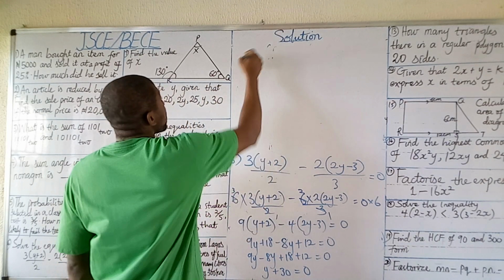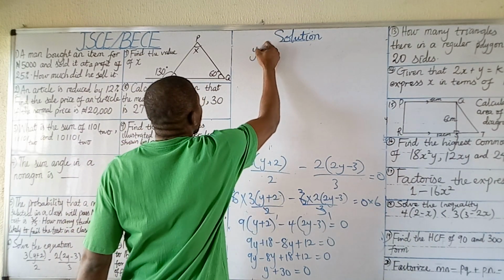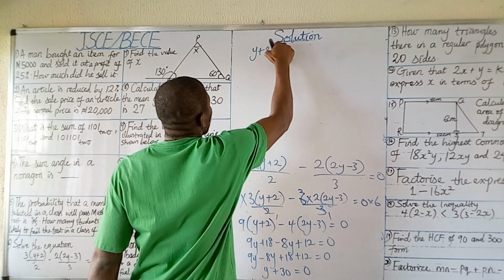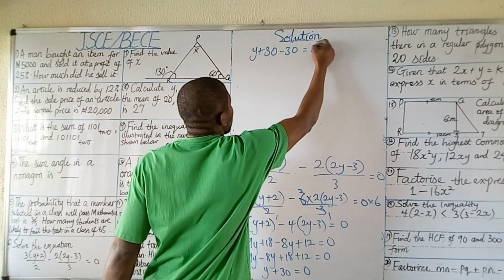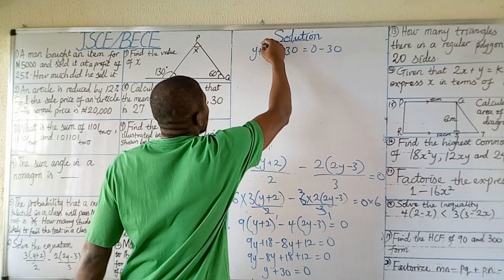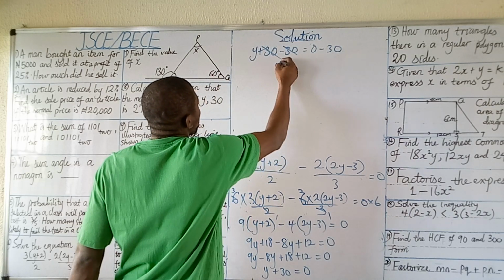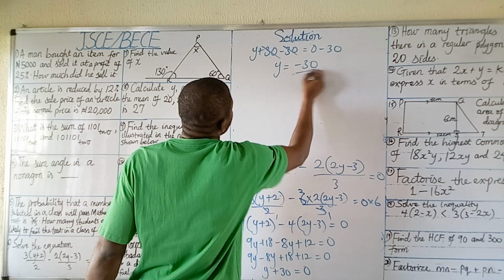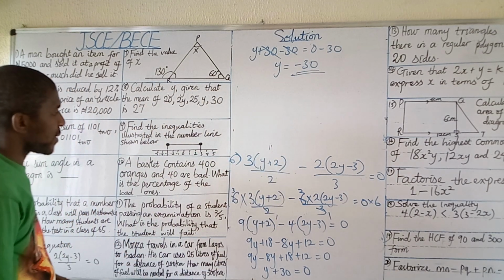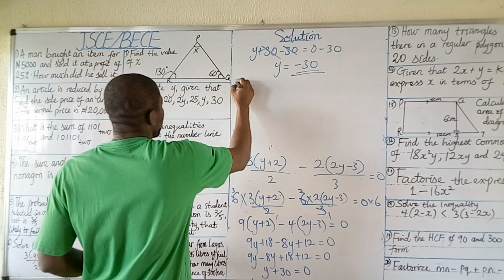Subtract 30 from both sides. y plus 30 minus 30 equals 0 minus 30. Plus 30 minus 30 is 0, so we have y equal to 0 minus 30, which is negative 30. So our answer becomes negative 30. We move over to question 7.